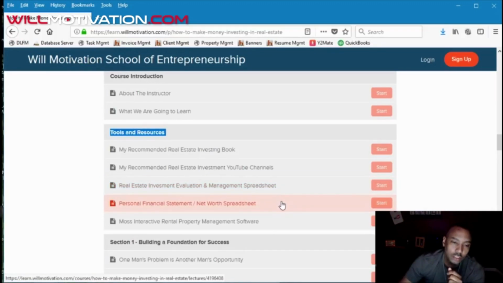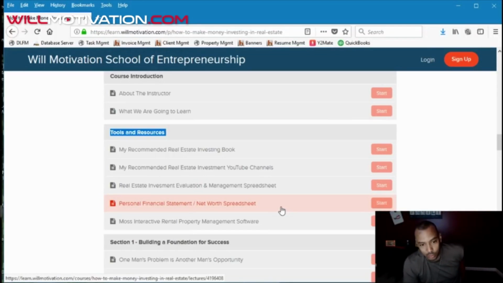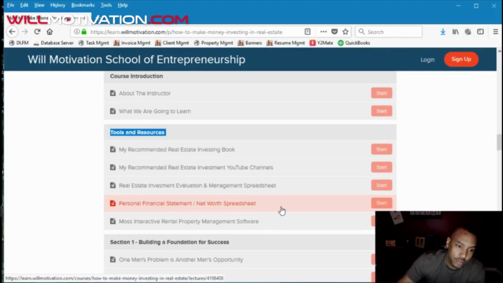Then we'll talk a little bit about the tool that I use for managing my net worth. It's called a personal financial statement, or a PFS. And this is useful for banks. When you're going to talk to banks, they want to know what your profile is as an investor, and I'll share that with you and go over it and explain it.